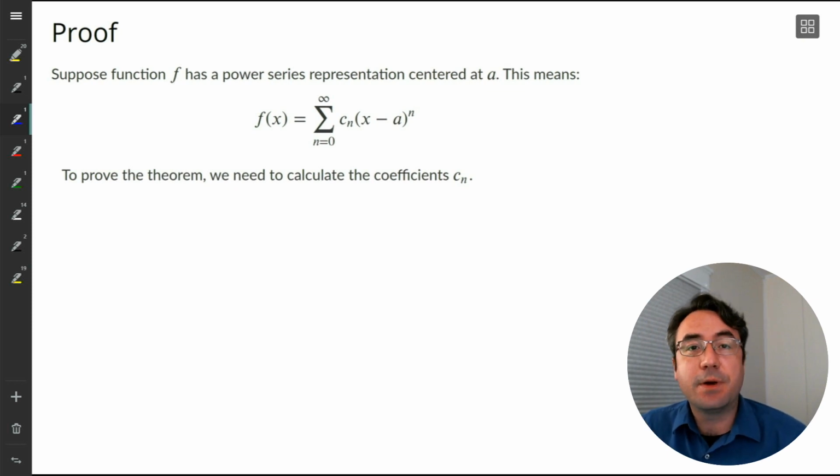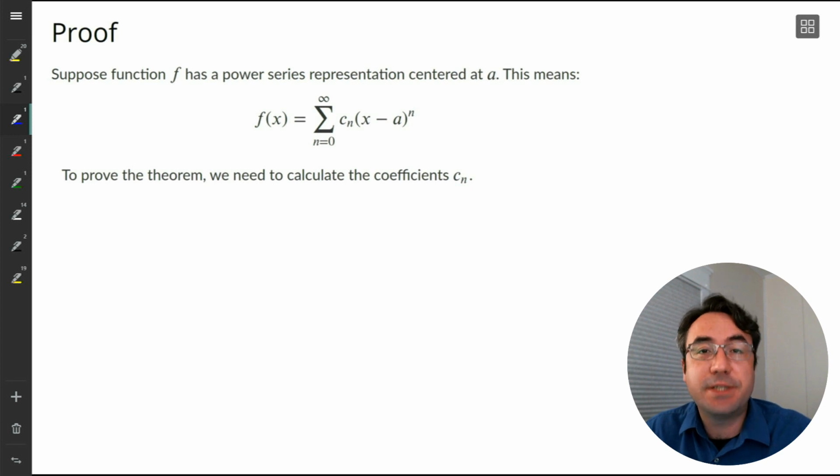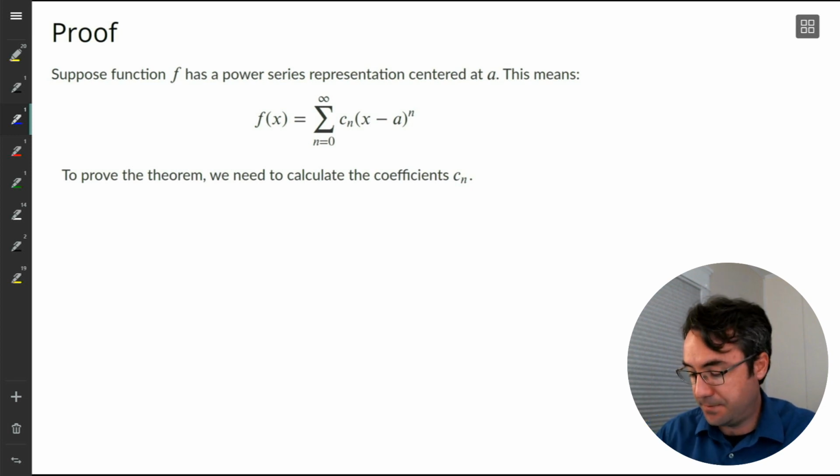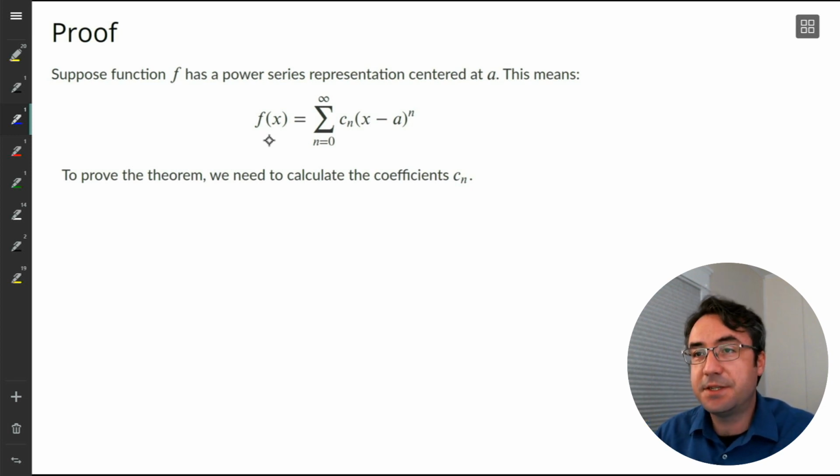So let's suppose that our function f has a power series representation centered at a. And what this means is that our function f of x is equal to the sum from n equals 0 to infinity of c sub n times x minus a raised to the power n, where these c sub n are the coefficients. And in order to prove this theorem, what we need to do is figure out what these coefficients are.